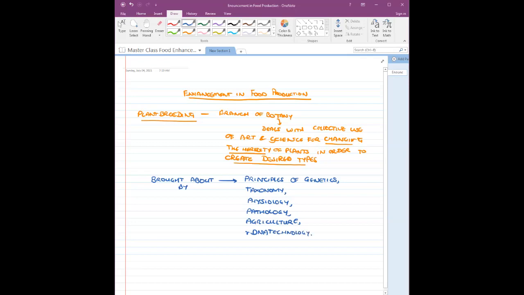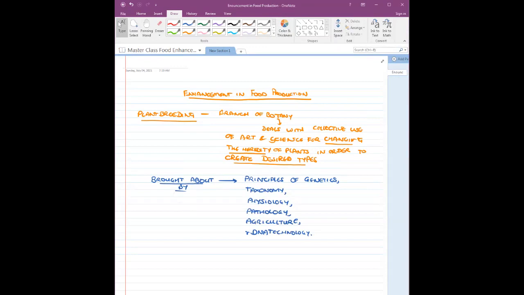Recombinant DNA technology, that is nothing but your plant breeding. So we can do all of this by doing this. Okay, now always remember, why are we going to go for this plant breeding, guys?